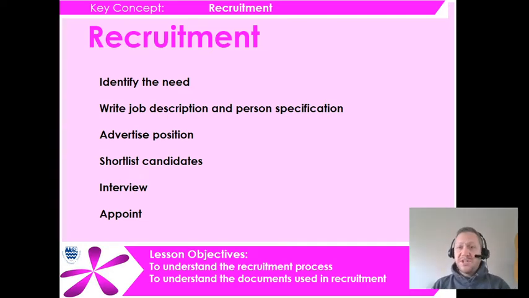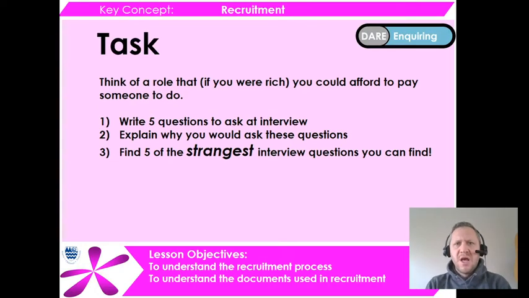When you go to an interview for a job, you will be asked questions. And what I want you to do is spend this week investigating the questions that you would ask people. You can go back to the role that you came up with last week, or if you haven't done that, just use a butler or a maid or someone that you want to work in the house. Firstly, I want you to write 5 questions that you would ask them at interview. And part 2 of this is explaining why you would ask those 5 questions.